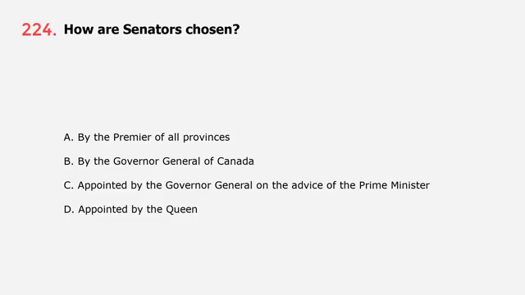Question 224. How are senators chosen? A. By the Premier of all provinces. B. By the Governor General of Canada. C. Appointed by the Governor General on the advice of the Prime Minister. D. Appointed by the Queen.